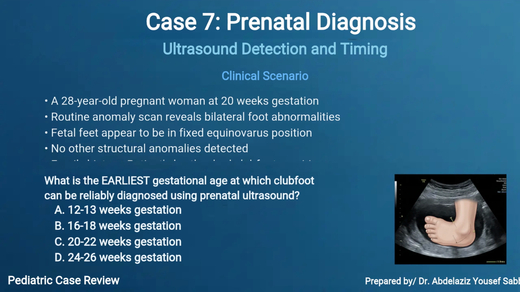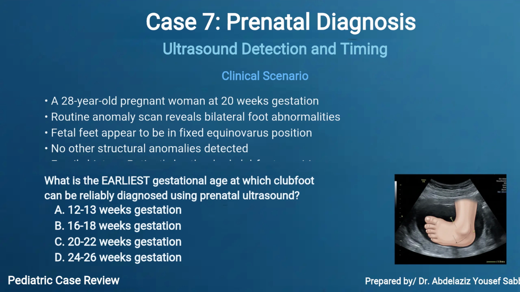Case 7. A 28-year-old pregnant woman at 20 weeks gestation presents following a routine anomaly scan that reveals bilateral foot abnormalities. The fetal feet appear to be in a fixed equinovarus position, and no other structural anomalies are detected. Family history is significant. The patient's brother had clubfoot that required surgery. What is the earliest gestational age at which clubfoot can be reliably diagnosed using prenatal ultrasound?